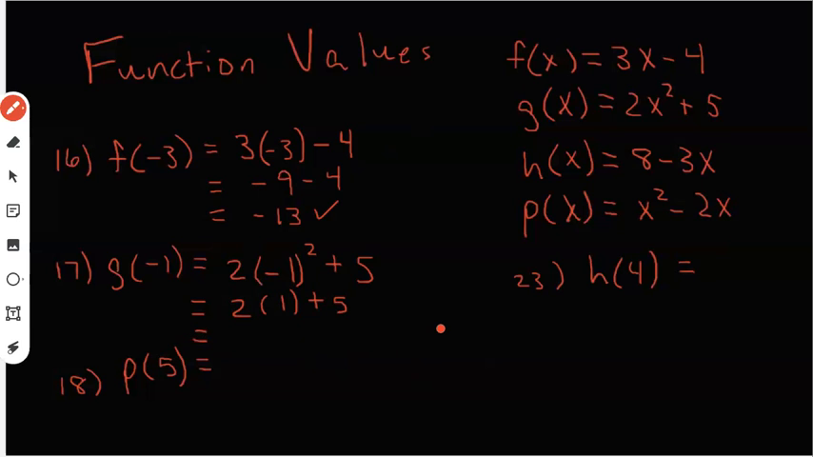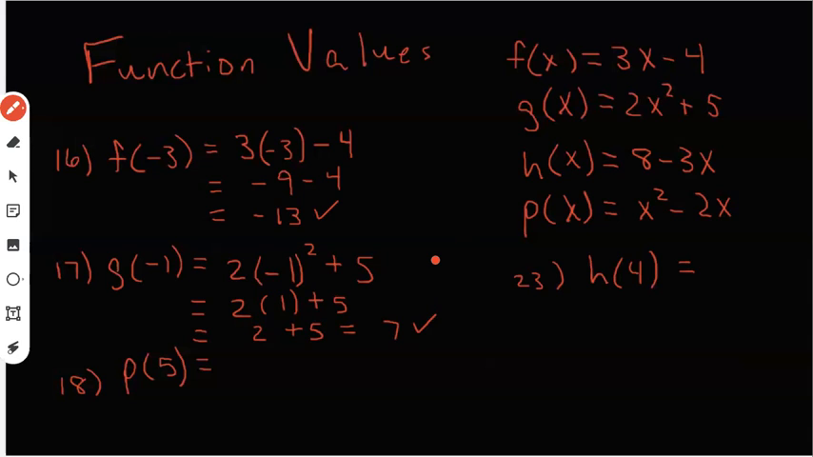Okay. Now we're going to do multiplication. So what's 2 times 1 going to be? It's going to be 2. Right. 2. And then 2 plus 5 gives you 7. Yes, that's going to give you 7. And we're done with that one. So once you get to a number, you're done.